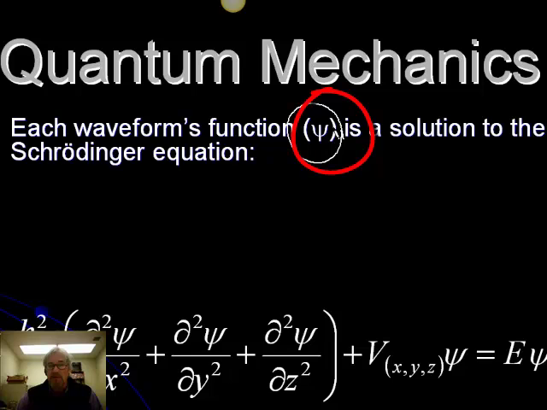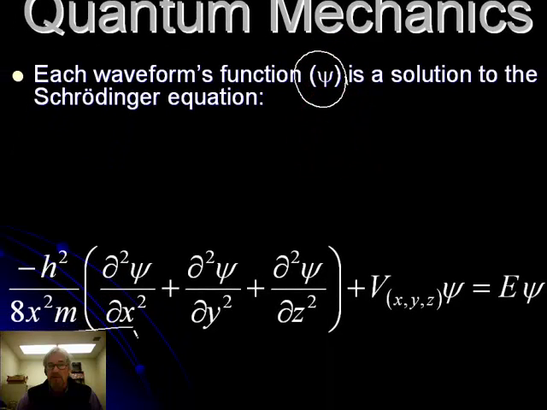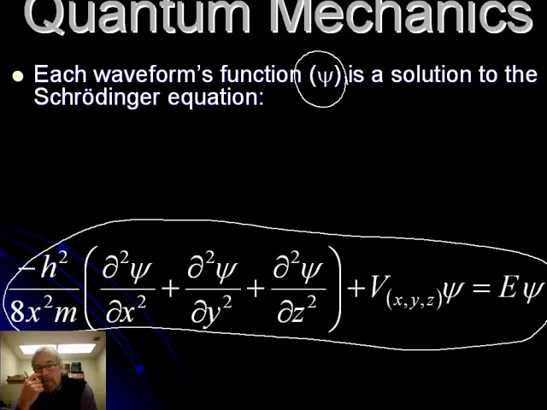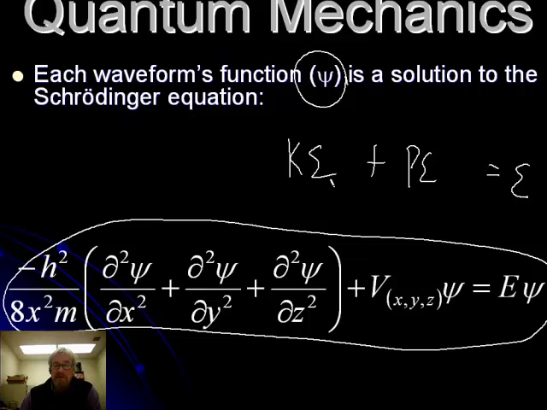the Schrödinger equation. Now, here's the Schrödinger equation. You're going to look at this thing and think, why is he even showing this to me? I have no idea what it means. Well, you can have some idea what it means. This is actually just the law of conservation of energy. E here is total energy. This V function is potential energy, and all this other crazy looking stuff, that is kinetic energy.